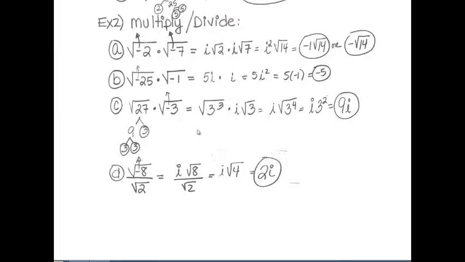Okay, the next problem we have is the square root of negative 8 divided by the square root of 2. So first thing I do is I remove the negatives. It's very important to always try to remove the negative first. The i comes out. The square root of 8 divided by the square root of 2 is the square root of 4, and the square root of 4 is a perfect square, so this will be 2i.